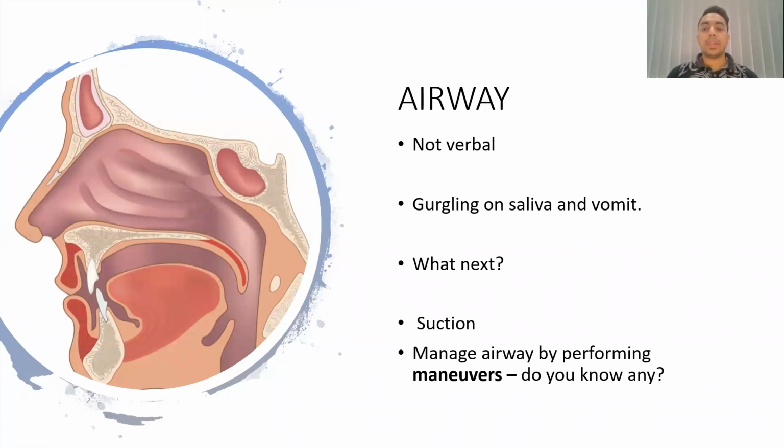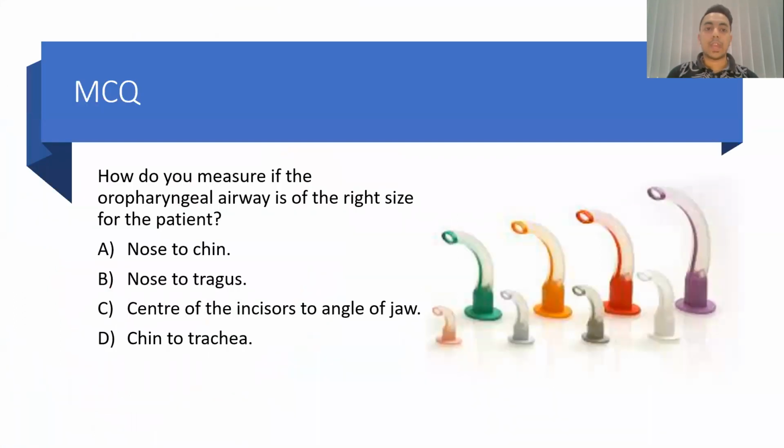Okay, so now you can do the following maneuvers in order to secure the airway. You can do the head tilt chin lift. If that does not work, or if you're worried about C-spine injury, you can then do a maneuver called the jaw thrust. And if that doesn't work either in securing the airway, you then move on to using airway adjuncts. So now you use the airway adjuncts and secure the airway.